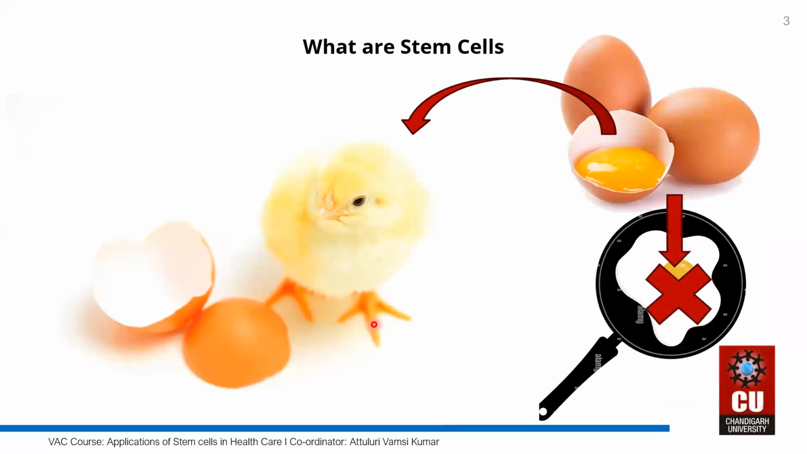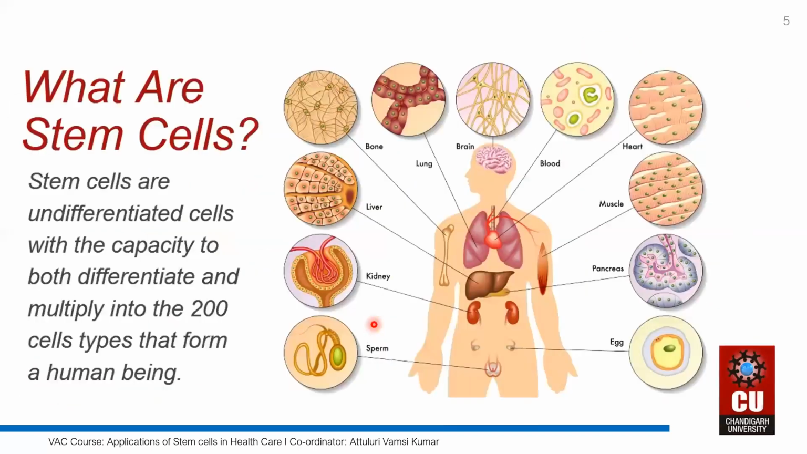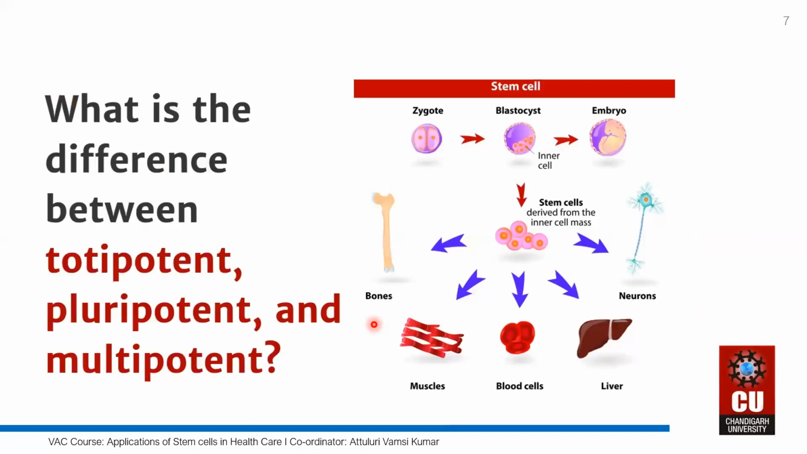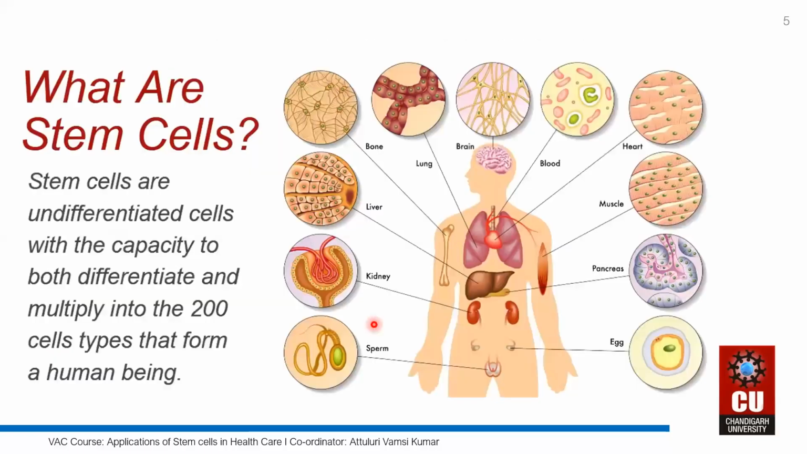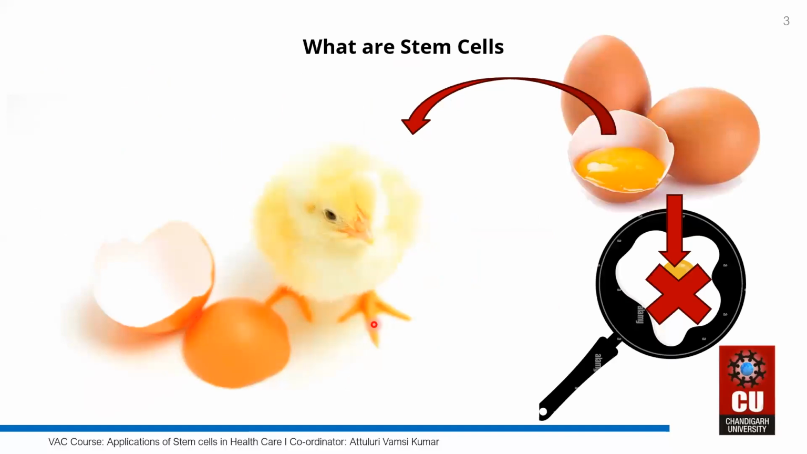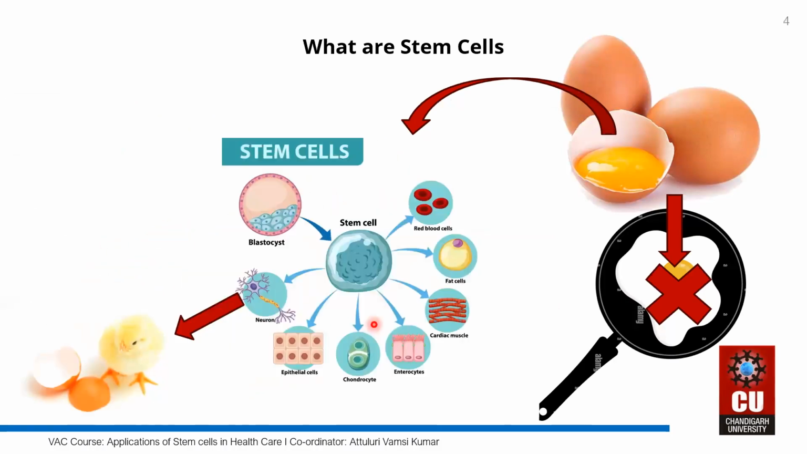Stem cells have two types of properties. What are they? They can self-renew. Self-renewal means a stem cell can be converted into a stem cell, and the other is that a stem cell can convert into any type of cell in the body. That is the major significance of stem cells. That's why stem cells in the egg give rise to this beautiful chicken. So we understood that, right?